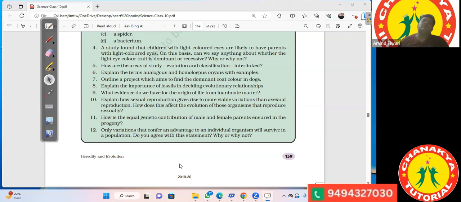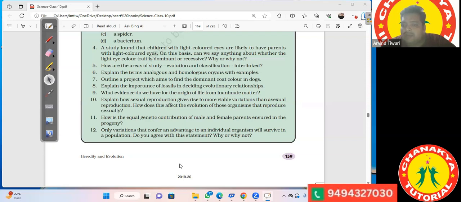See, during the formation of gametes, by the law of independent assortment, it is assured that there is an equal genetic contribution of male and female parents. That is why the male is donating both the types of gametes. The female is also making all the gametes. So that is why it is assured that both of them are making equal contribution.